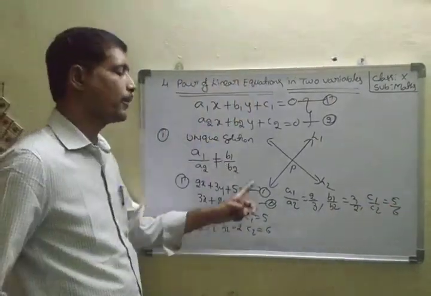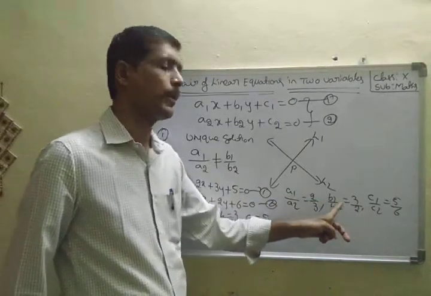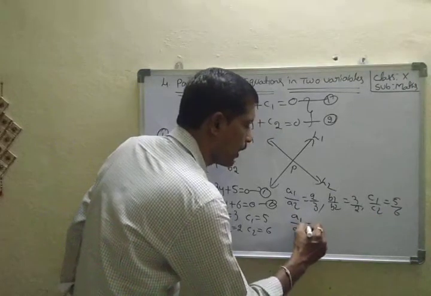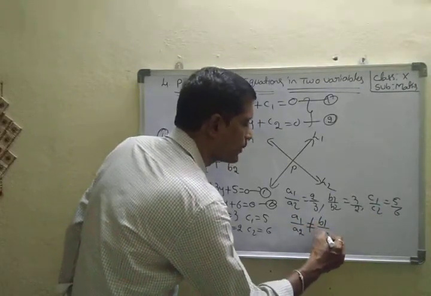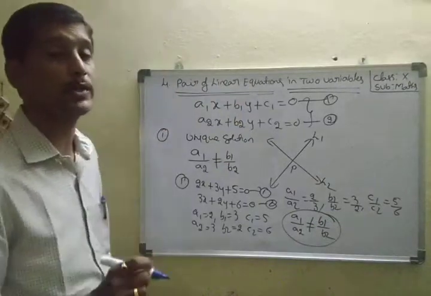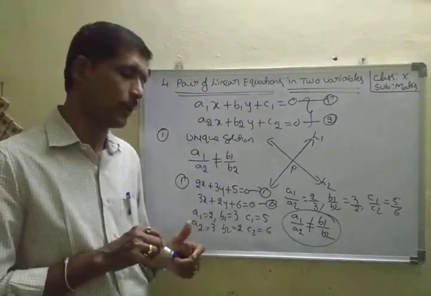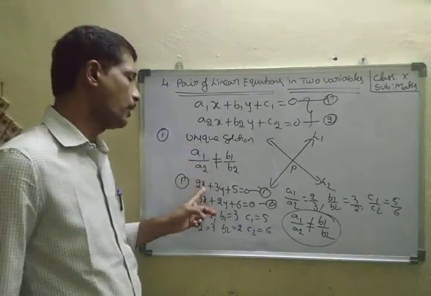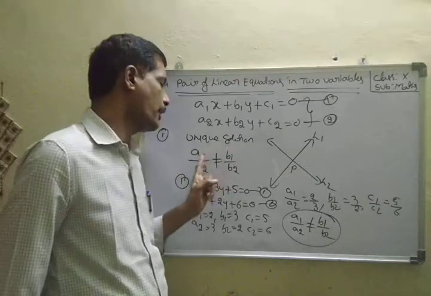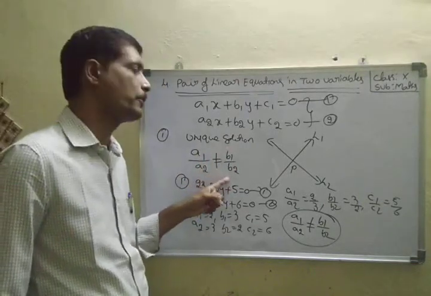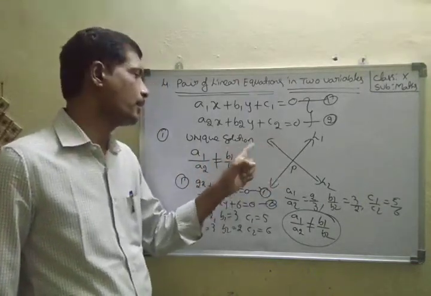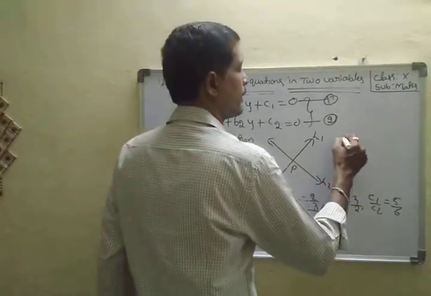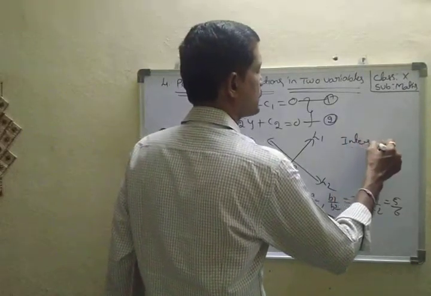Here check a1 by a2 value, that is 2 by 3, and b1 by b2, that is 3 by 2. Therefore a1 by a2 not equal to b1 by b2. Therefore how many solutions do the two equations have? Only one solution, that is the unique solution. Okay, the unique solution condition is what? a1 by a2 not equal to b1 by b2. Therefore the graph of this pair of linear equations is what? Intersecting lines.